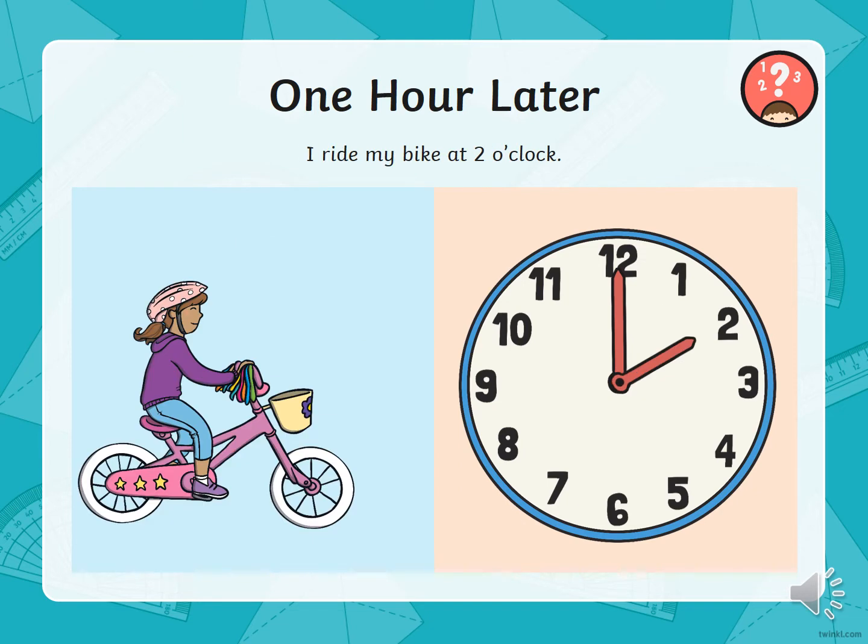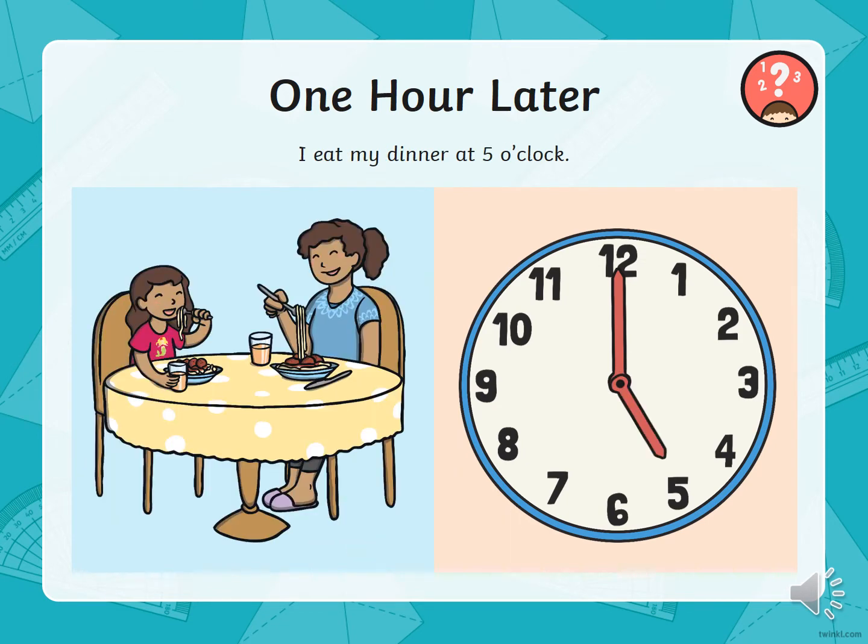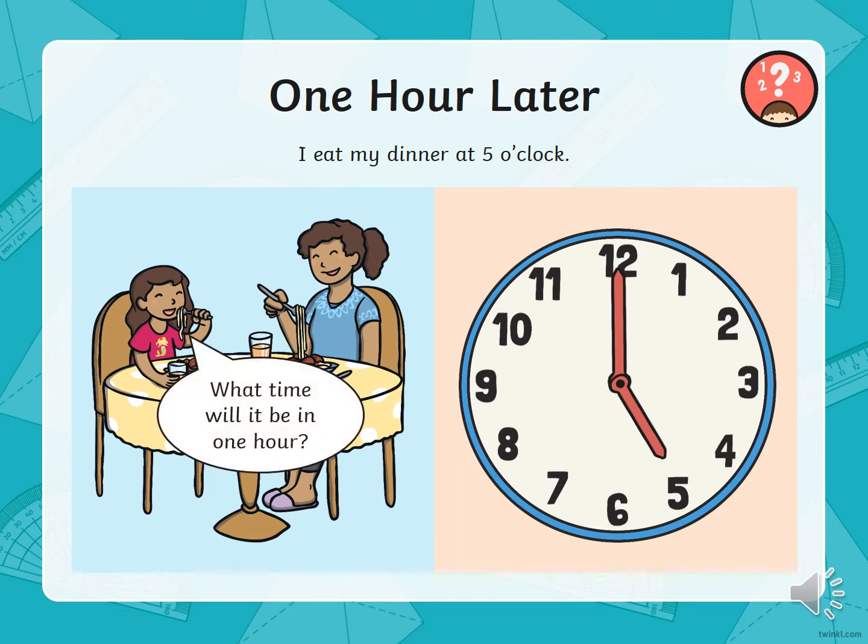I ride my bike at 2 o'clock. What will be the time in an hour? 2 o'clock. And then what time will it be? What comes after 2 o'clock? 3 o'clock. 2 o'clock, 1 hour later, 3 o'clock. I eat my dinner at 5 o'clock. What will be the time in 1 hour? Can you count on 1 from 5? 5 o'clock. All the way around for 1 hour to make it 6 o'clock.